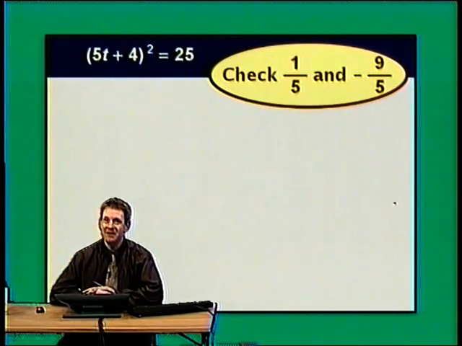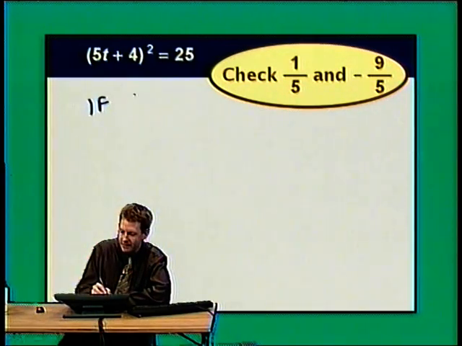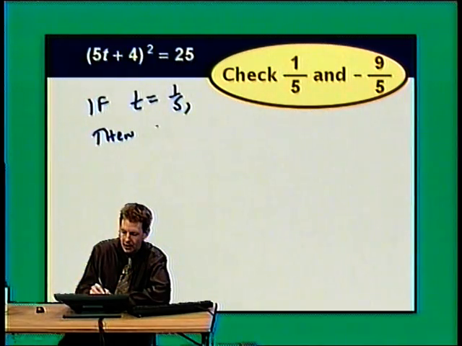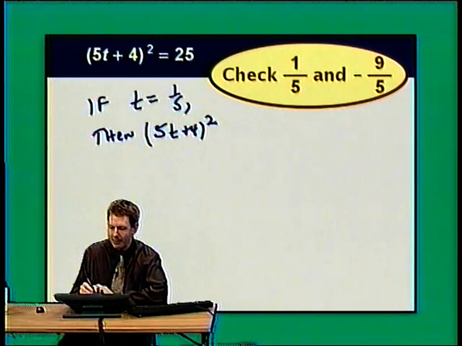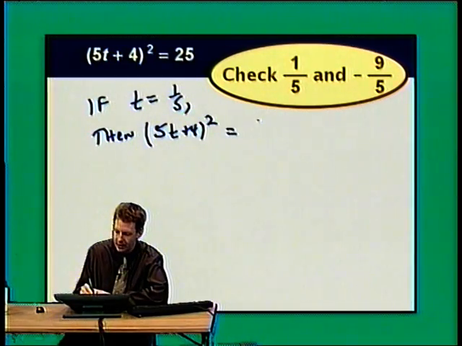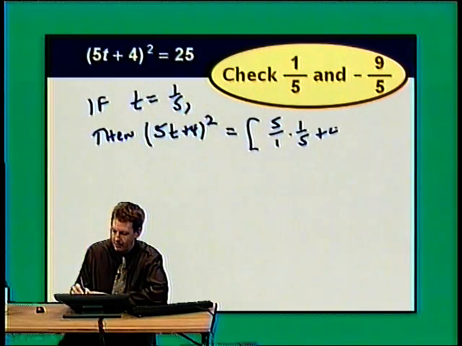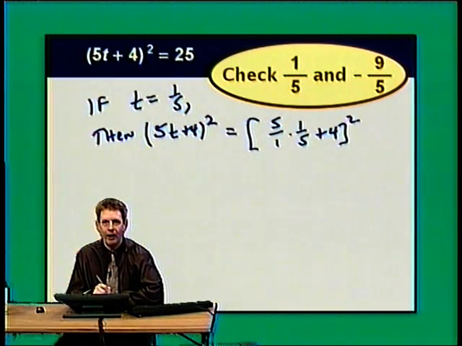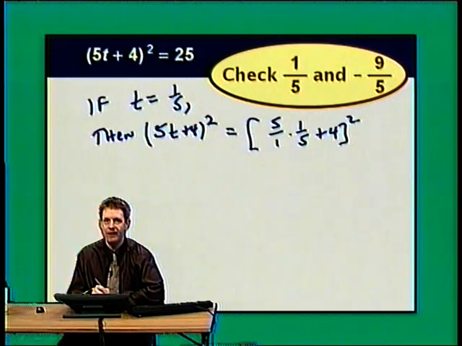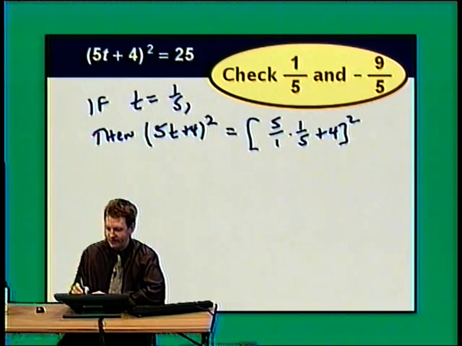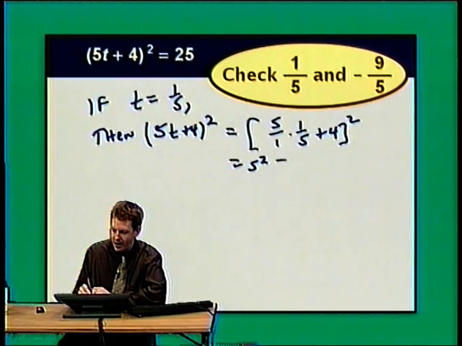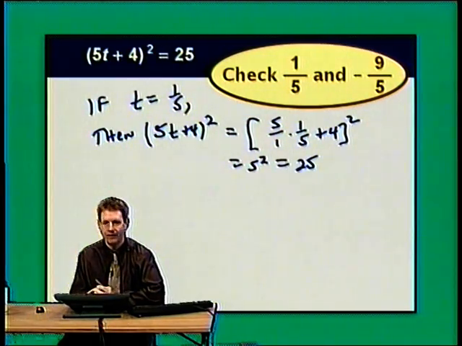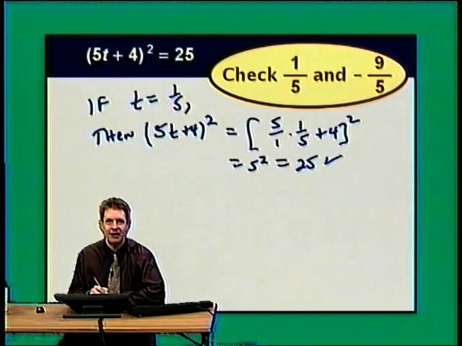But you know what we need to do? We need to check. So if t is 1/5, then 5t plus 4 quantity squared, this time I think I'm actually going to show the arithmetic. I need to take 5 and multiply it by 1/5 plus 4 and square that quantity. Well, 5 times 1/5 is 1, and 1 plus 4 is 5, so this is 5 squared, which really is 25. So 1/5 checks as a solution.